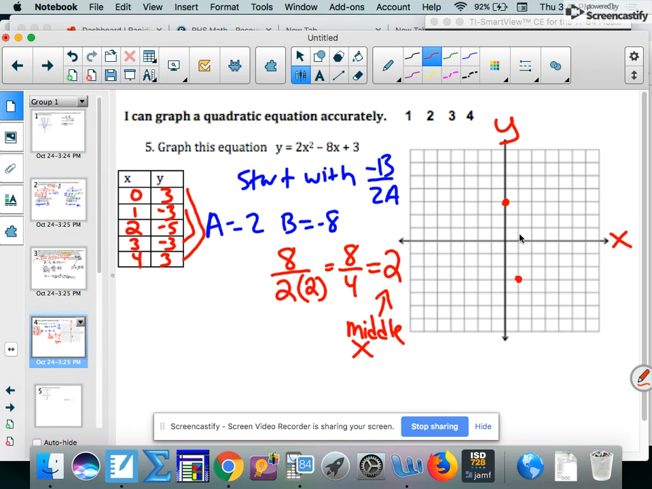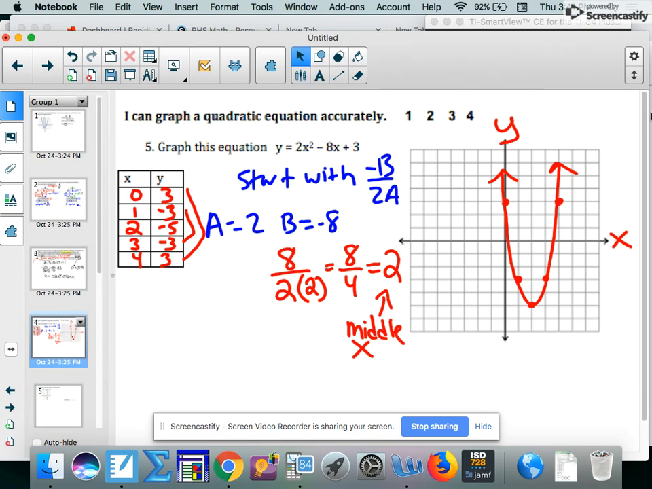And then 2, negative 5. So 2, negative 5 would be right there. And then 3, negative 3 would be there. And then 4, and then positive 3 would be up there. You do need to connect them. And it should be a smooth U. It should not be a V. It should be like a U. And that is it.